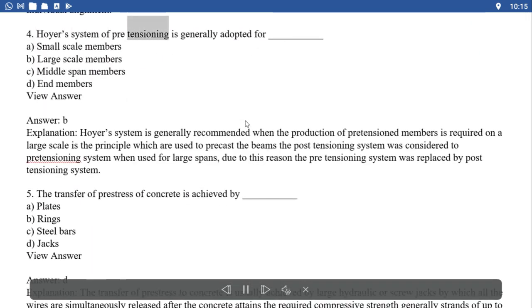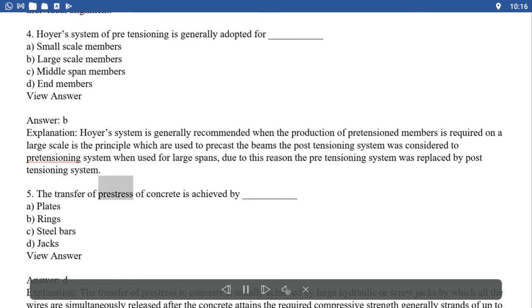4. Hoyer's system of pretensioning is generally adopted for blank. A. Small scale members. B. Large scale members. C. Middle span members. D. End members. Answer B. Explanation. Hoyer's system is generally recommended when the production of pretensioned members is required on a large scale, as the principle which is used to precast the beams. The post-tensioning system was considered superior to the pretensioning system when used for large spans. Due to this reason the pretensioning system was replaced by the post-tensioning system.